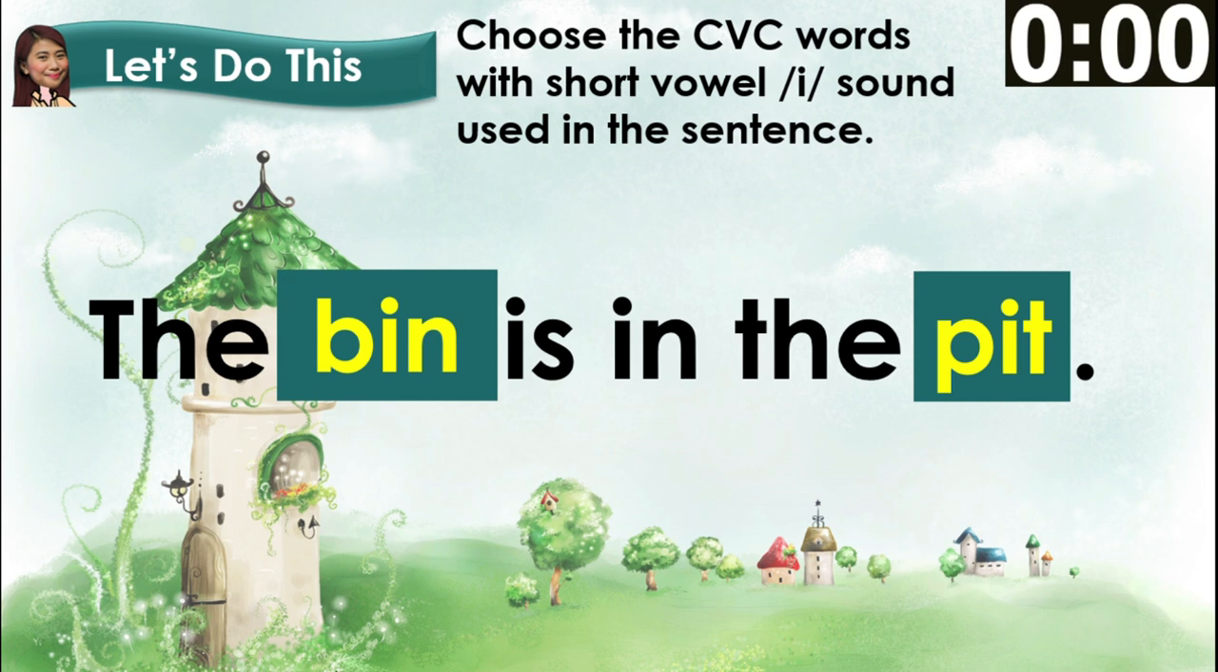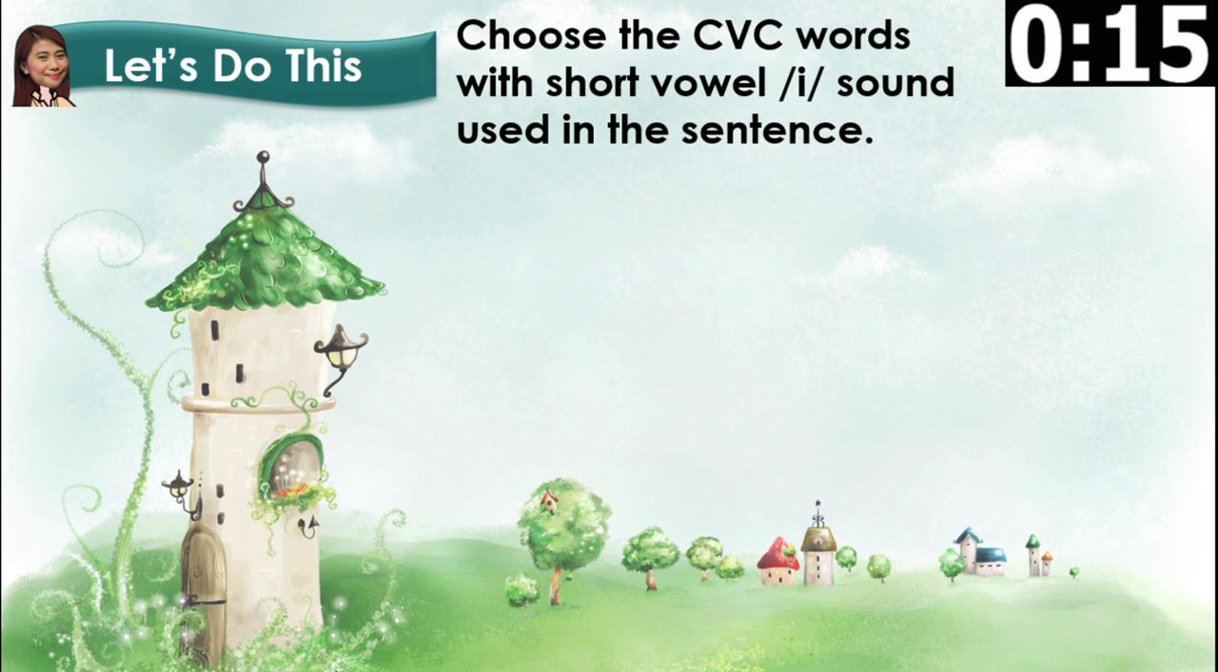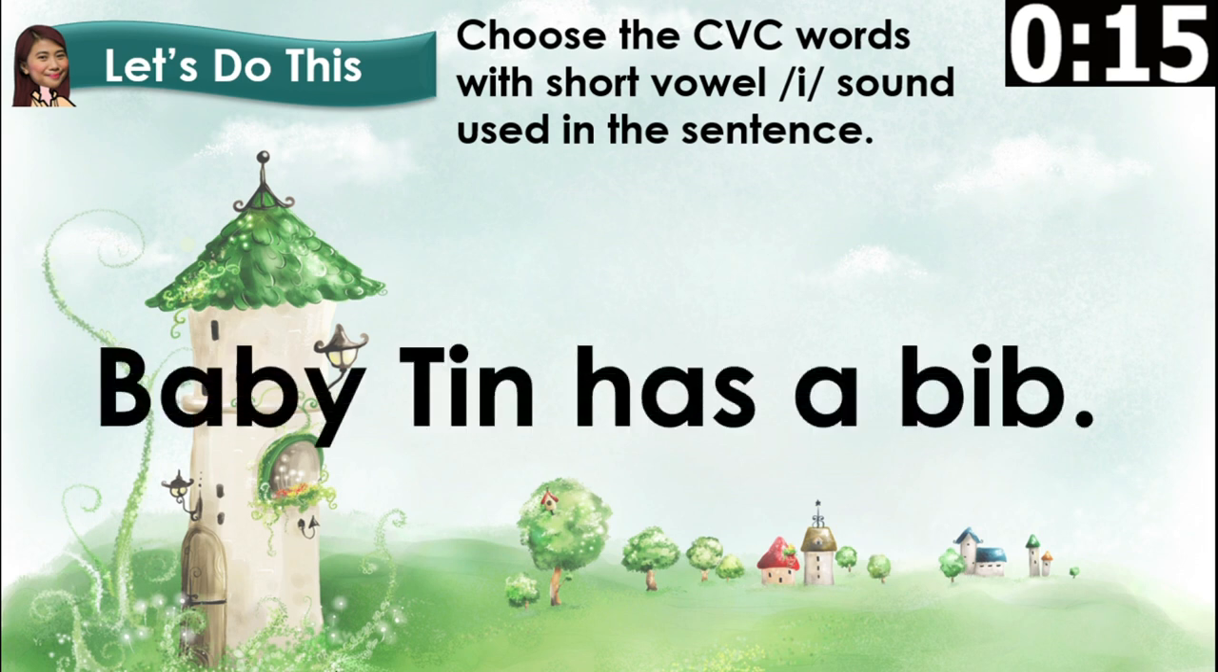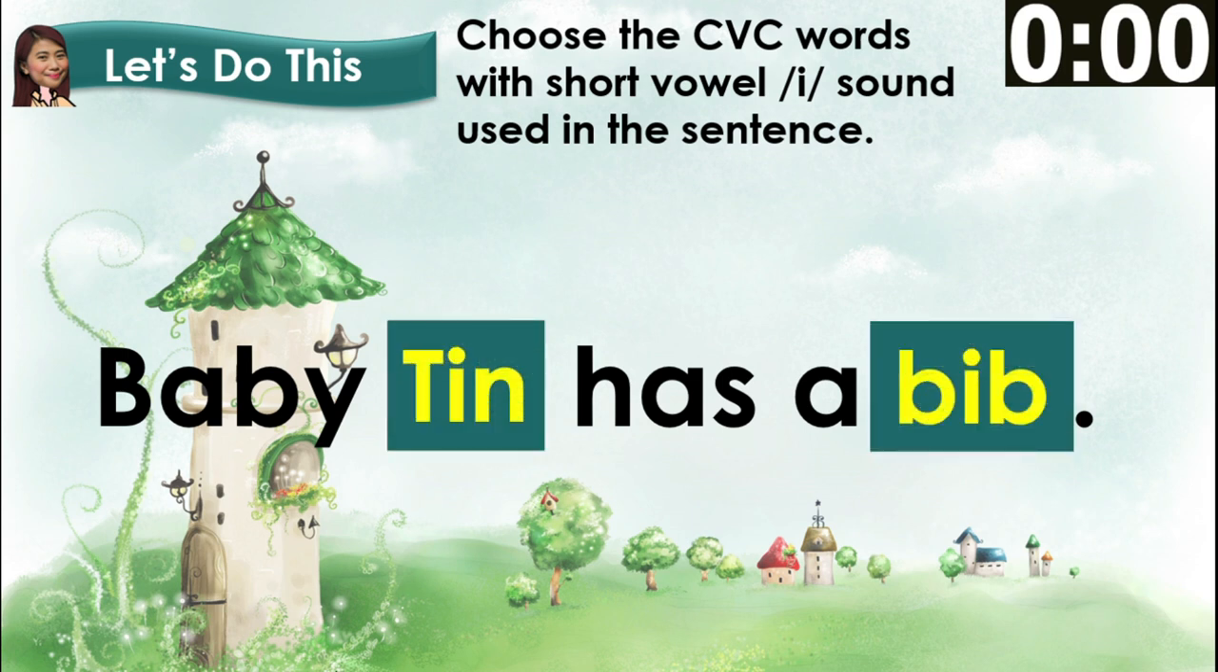Next sentence, you're going to choose the CVC words with short vowel I sound. Baby teen has a bib. Now type your answer. Answers are teen and bib. If you got it right, wow, you are good.